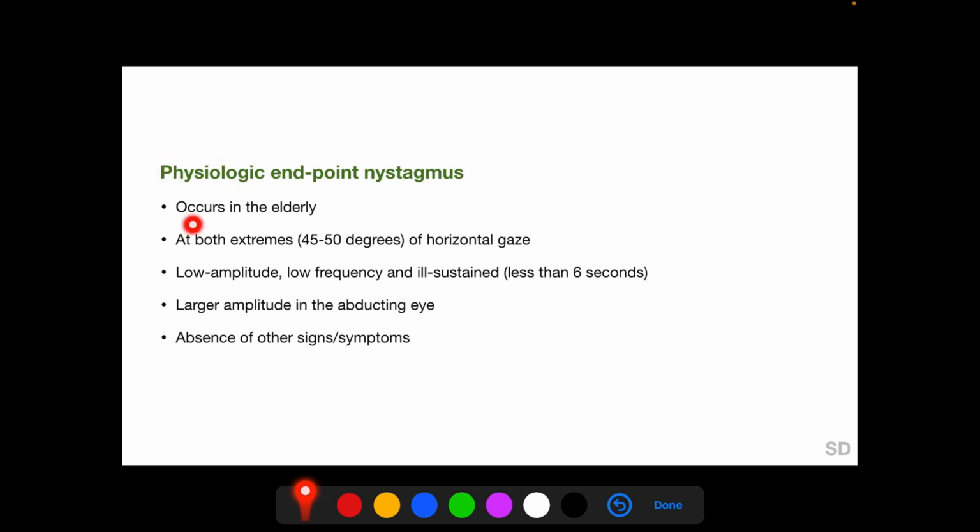There is an entity called physiologic endpoint nystagmus, and as the name suggests, it is normal and it occurs in the elderly, and it occurs at both extremes of horizontal gaze. It is of low amplitude, low frequency and occurs for less than 6 seconds, and the amplitude is larger in the abducting eye. And since it is normal, there is absence of other signs and symptoms.